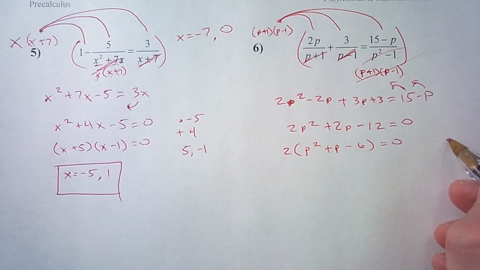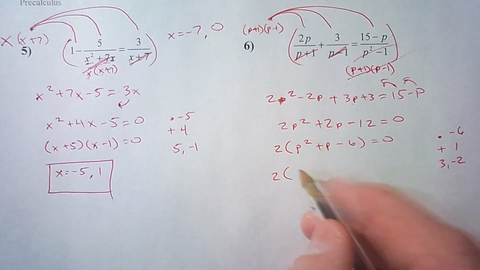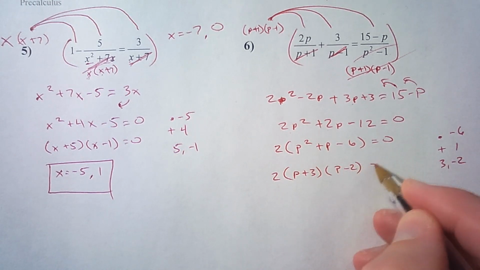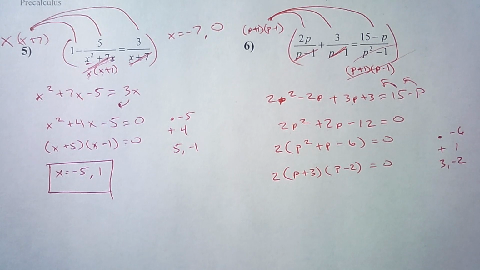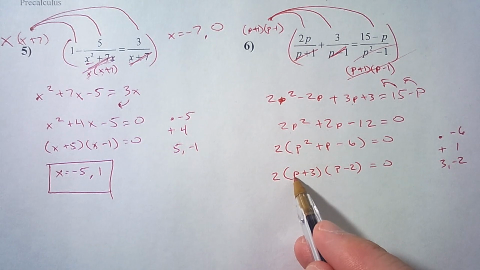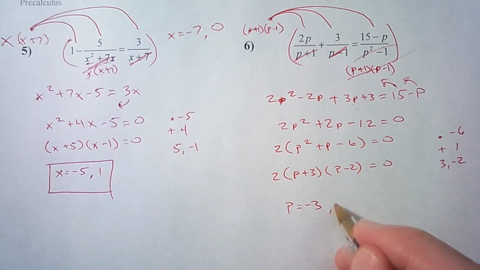So let's look for numbers that multiply to negative 6 and add to 1. How about 3 and negative 2? 3 times negative 2 is negative 6. 3 plus negative 2 is 1. So I have 2 times p plus 3 times p minus 2 equals 0. There's no value of p that can make this factor a 0. But negative 3 would make this factor 0, and 2 would make this factor 0.